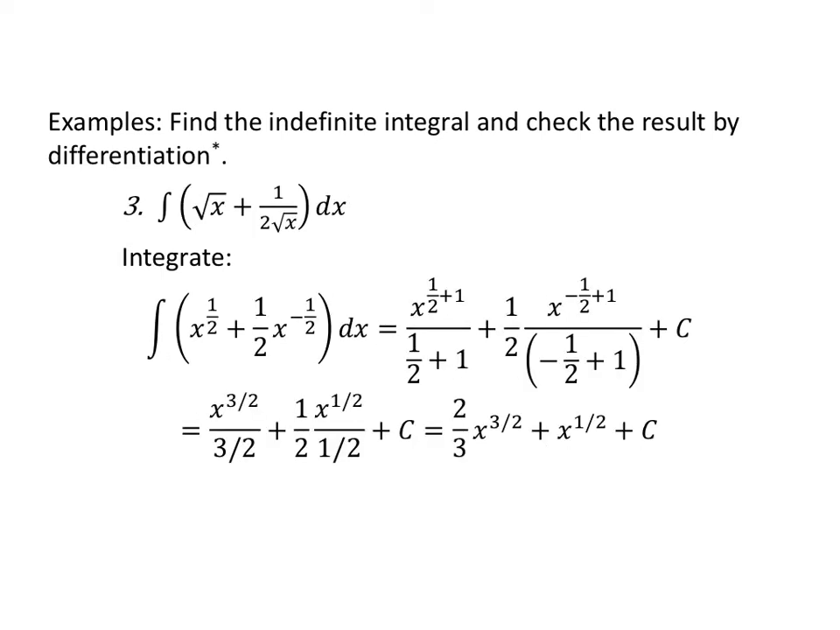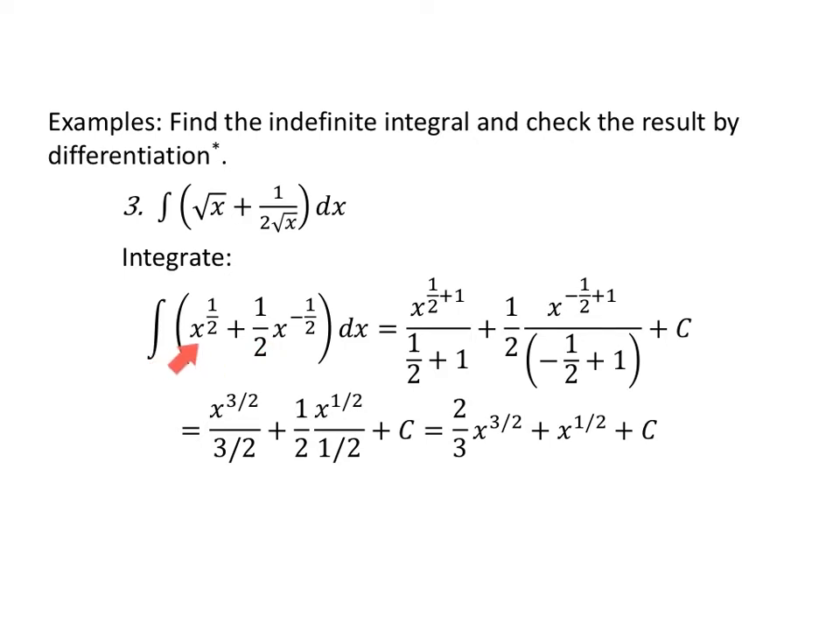Number 3. The antiderivative of the square root of x plus 1 over 2 square root of x. The first thing I'm going to do is rewrite. So the square root of x, that's x to the 1/2. The 1 over 2 is a 1/2. The square root of x in the denominator becomes x to the negative 1/2. That way I'm not dealing with any denominators.